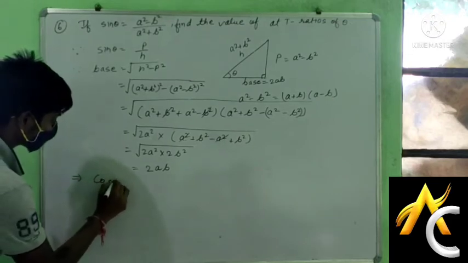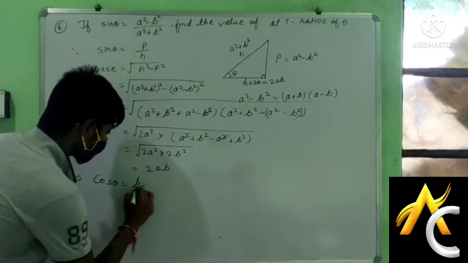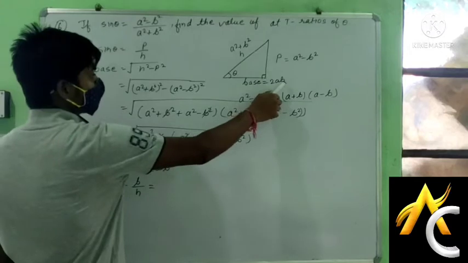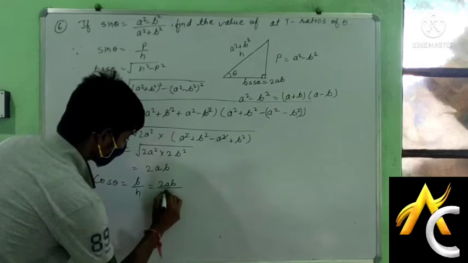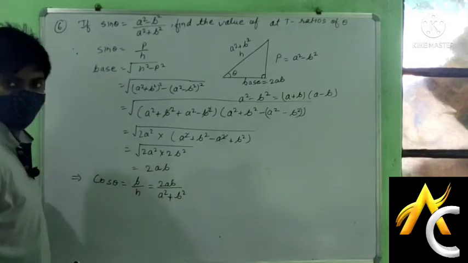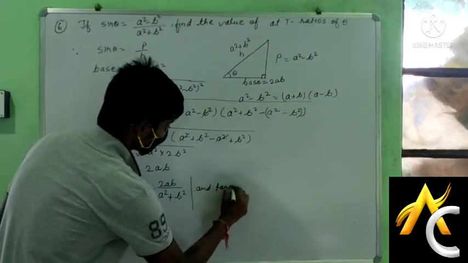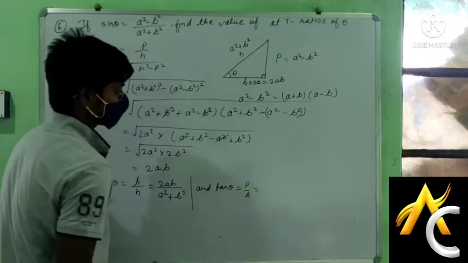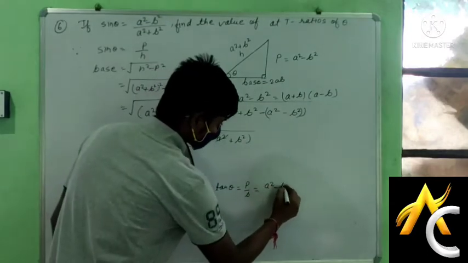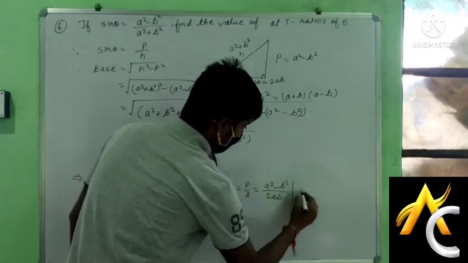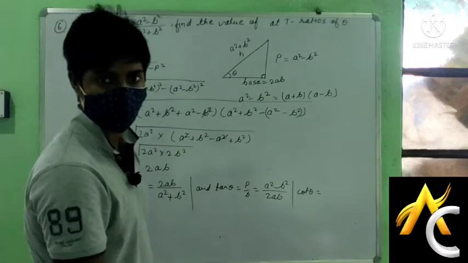And as we know that cos theta is equal to base by hypotenuse, and the value of base is 2ab and h is a square plus b square, so it will be 2ab by a square plus b square, right? And tan theta is equal to p by b, that is a square minus b square by 2ab, and cot theta is the inverse of tan theta, so we can directly write it as 2ab by a square minus b square.